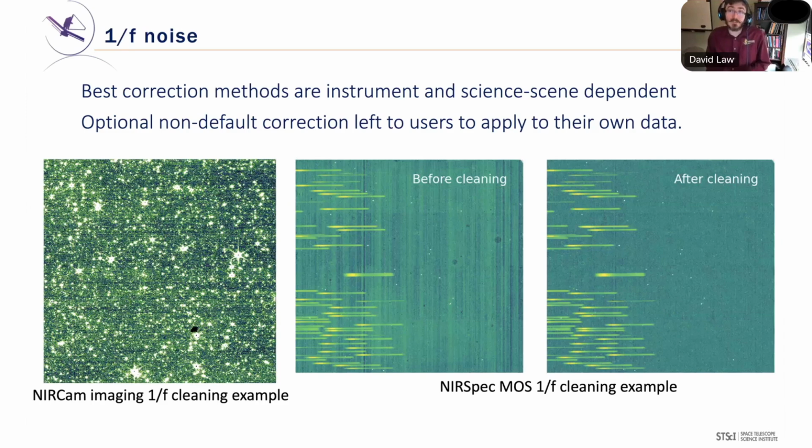This isn't something that the pipeline does by default. If you download data out of MAST, it will be stripy to some degree or another.